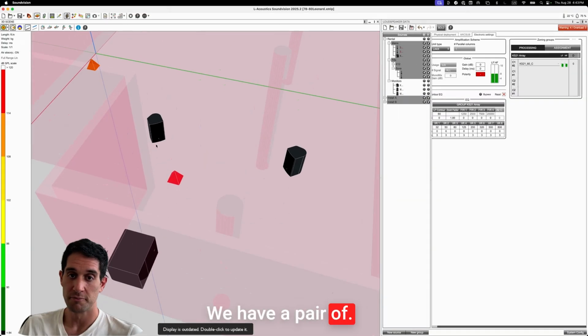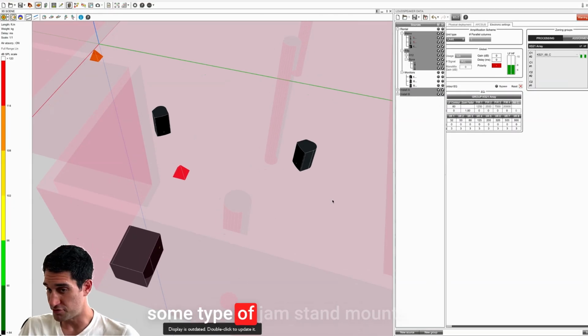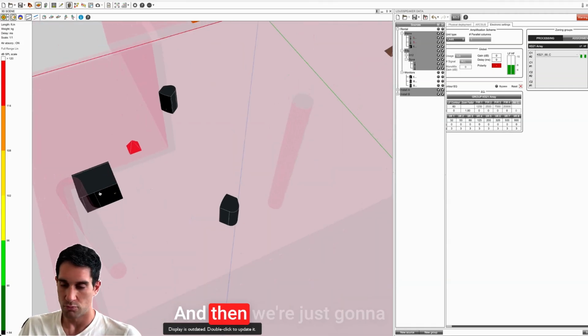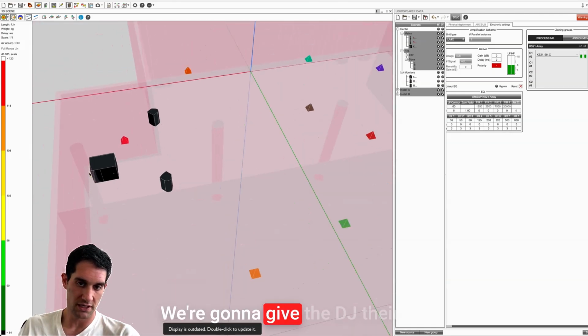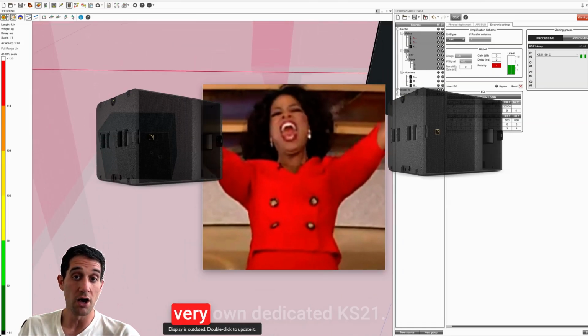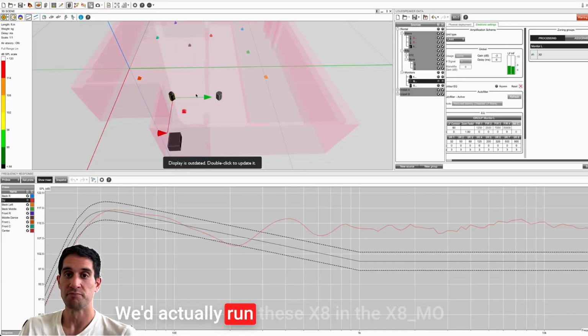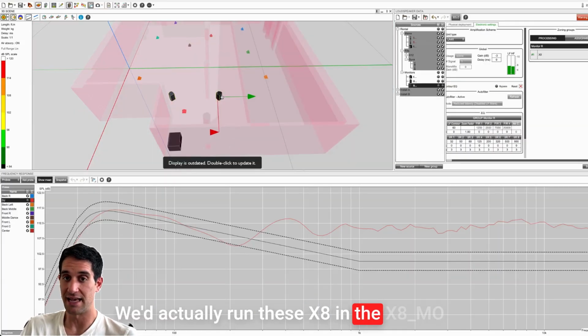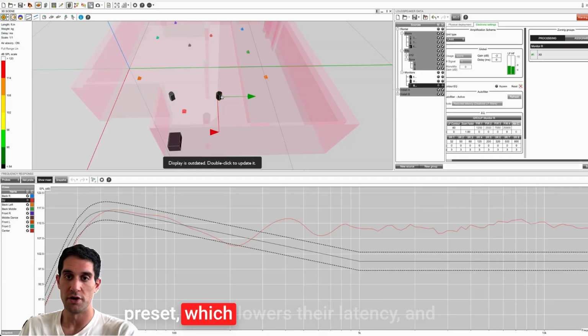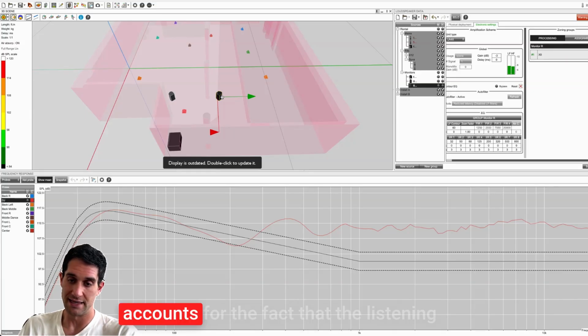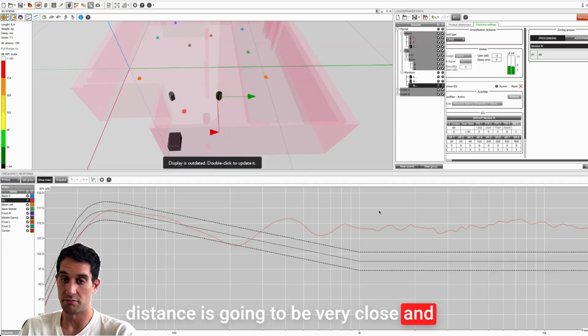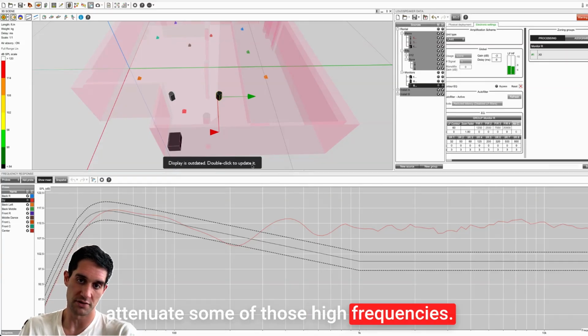We have a pair of X8 that would likely be on some type of jam stand mounts, and then we're just going to continue the train rolling. We're going to give the DJ their very own dedicated KS21. We'd actually run these X8s in the X8 monitor preset, which lowers their latency and accounts for the fact that the listening distance is going to be very close and attenuate some of those high frequencies.